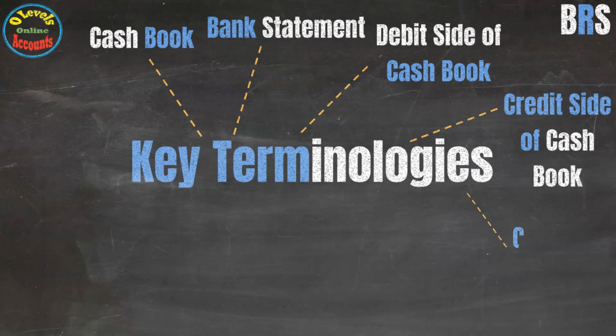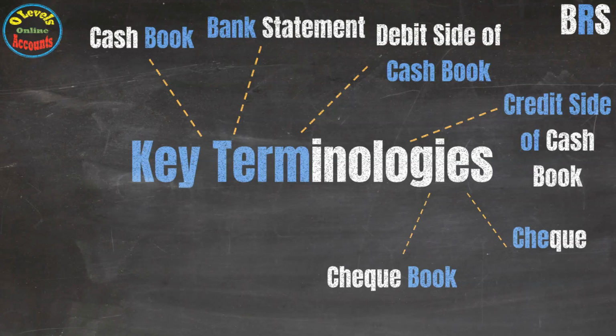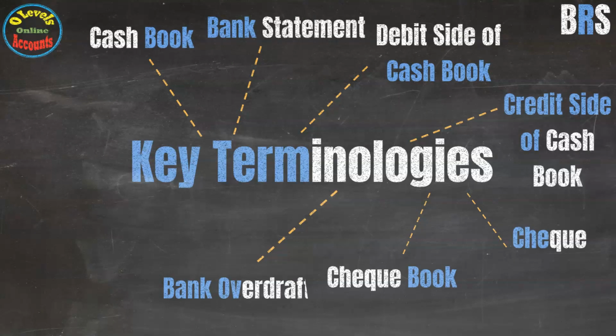The next terminology is check. It is the financial instrument through which we can make payments via a bank account. The next terminology is checkbook. It is the book issued by the bank to their customers for making payments. The next terminology is bank overdraft. A bank overdraft is a facility provided by a bank that allows a business or individual to withdraw more money from their bank account than what is currently available in the account. In other words, it permits the account holder to have a negative balance up to an agreed limit.